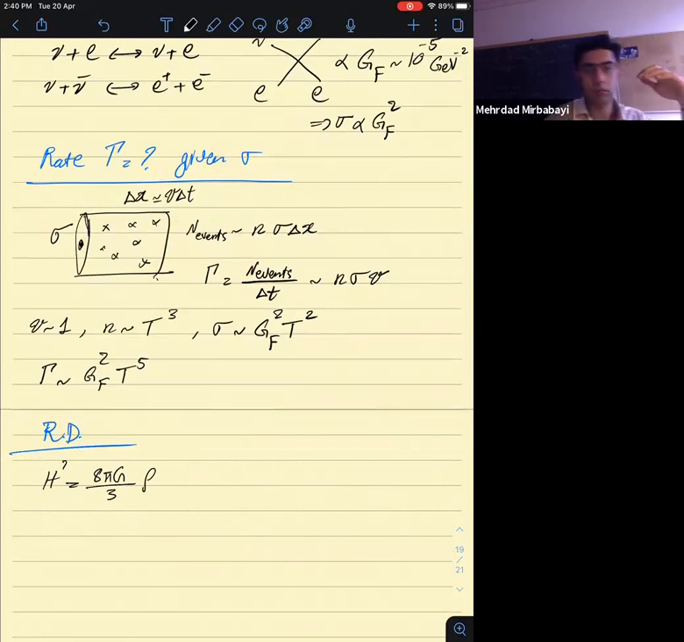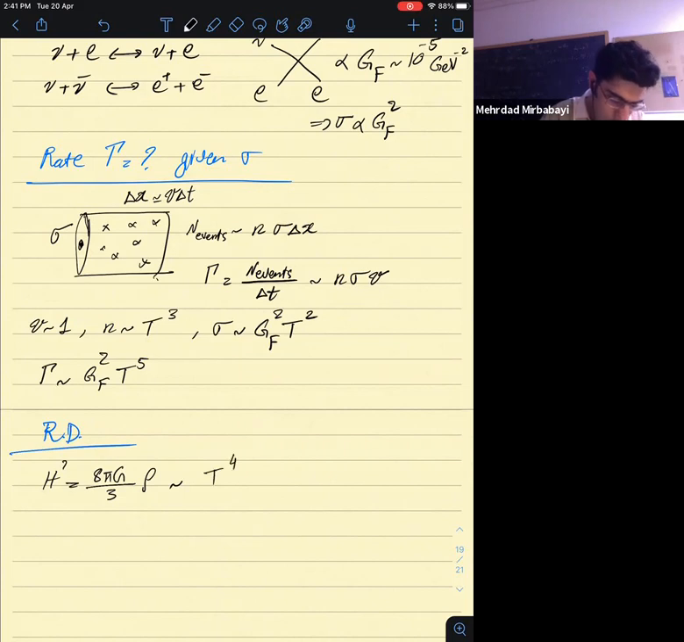Now, I only do very crude estimates in this lecture, just to get the ideas. Of course, this can all be done much more rigorously, but it takes much more time and perhaps also more computational power. It would be much easier to do it using a computer. So here we are only going to do an estimate. So what is rho? Rho in radiation domination is proportional to T to the fourth, with some proportionality constant which depends on the number of degrees of freedom, but it is some order one number.